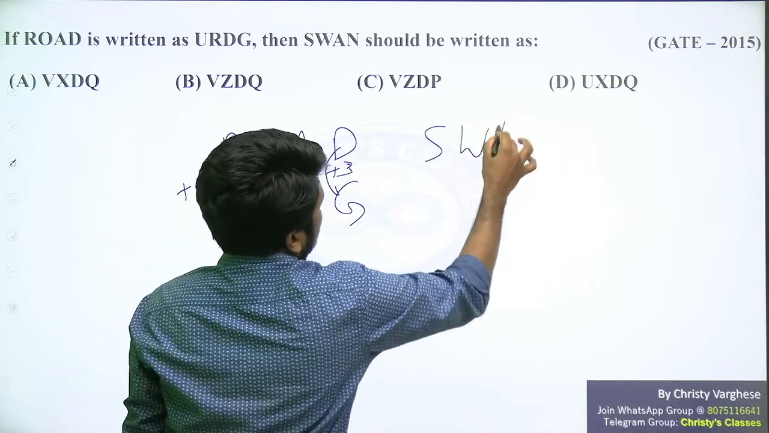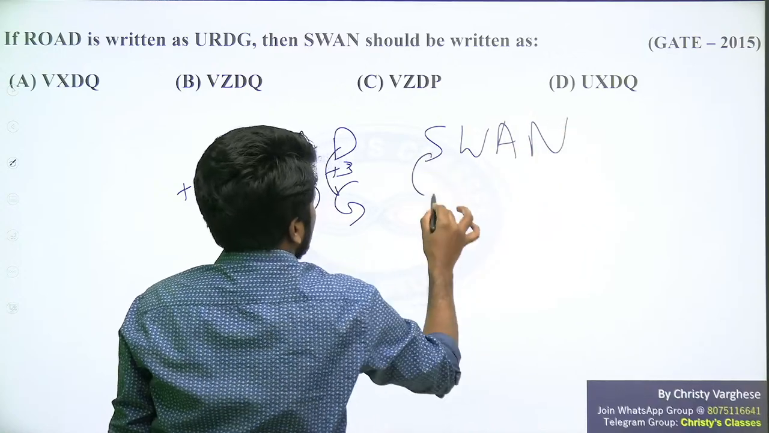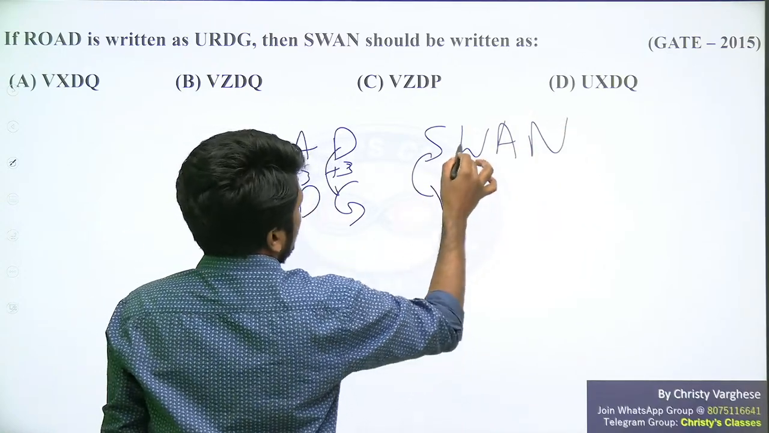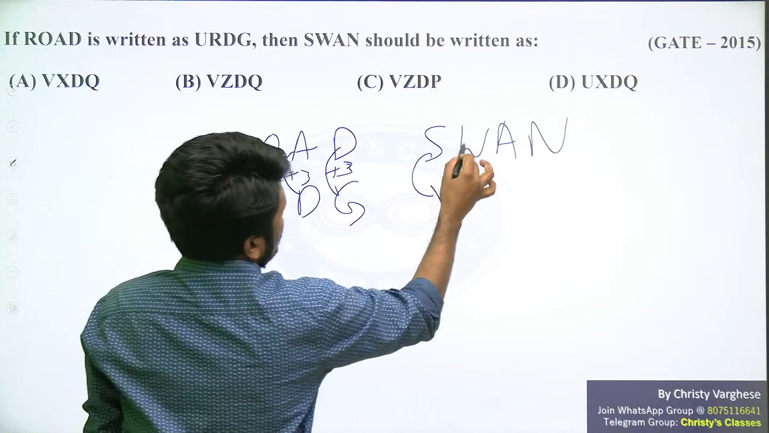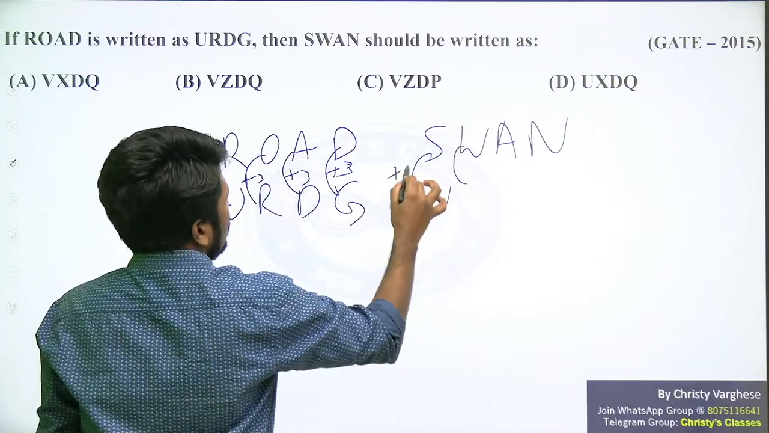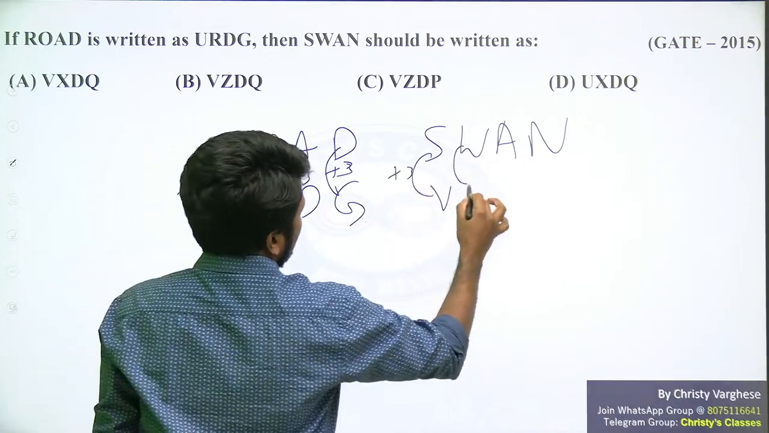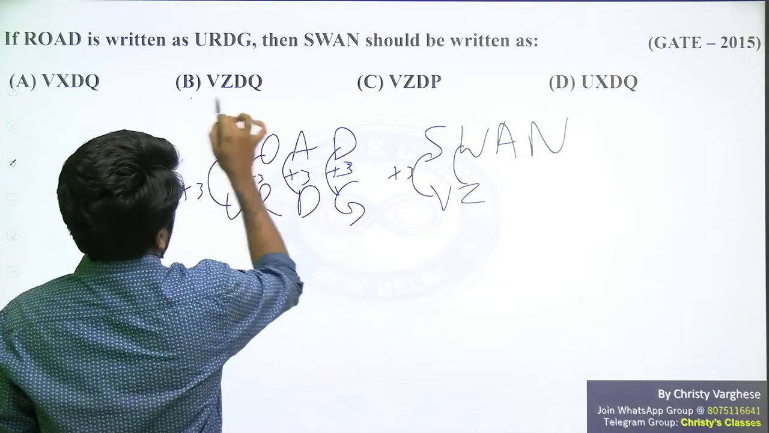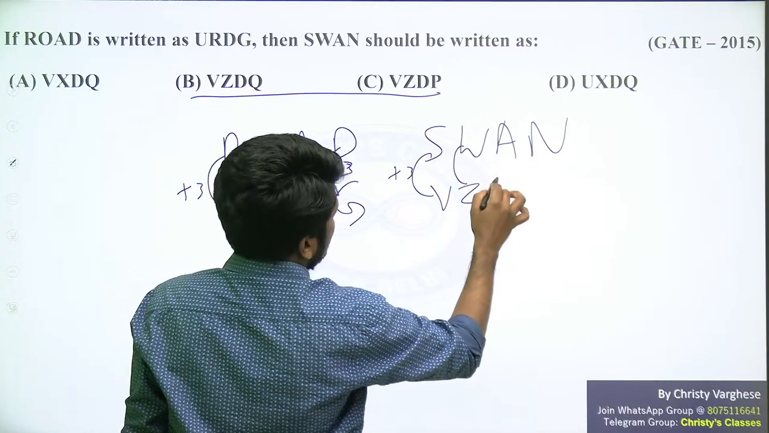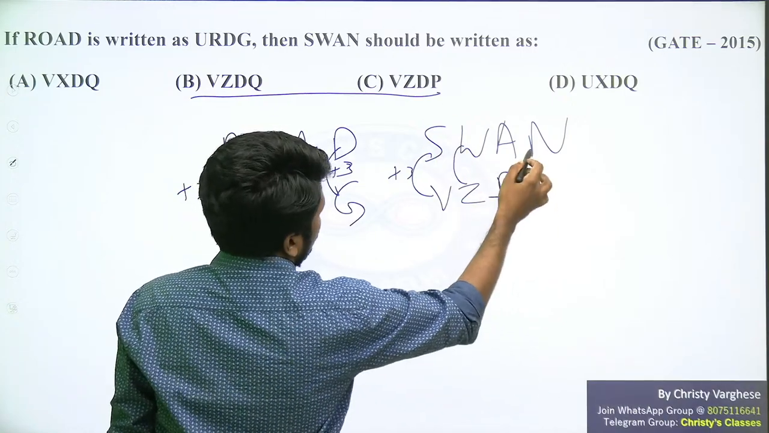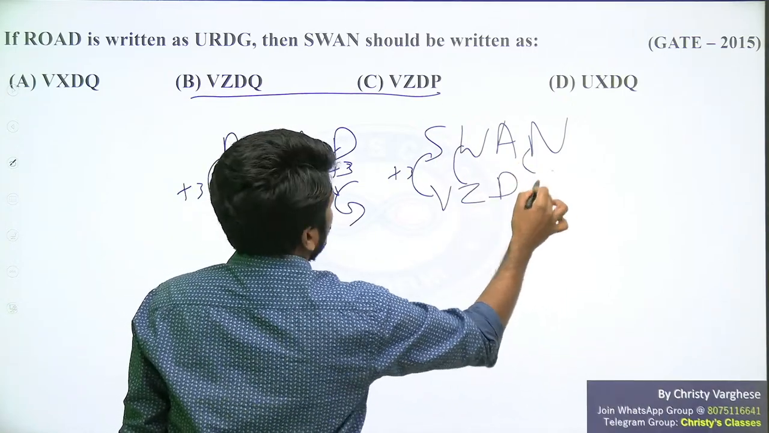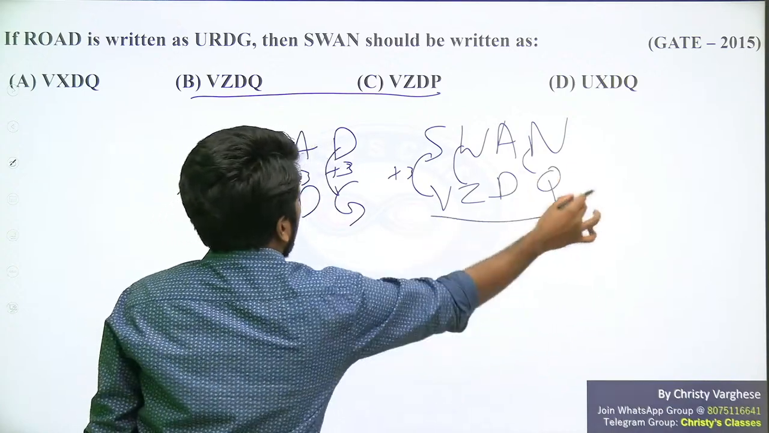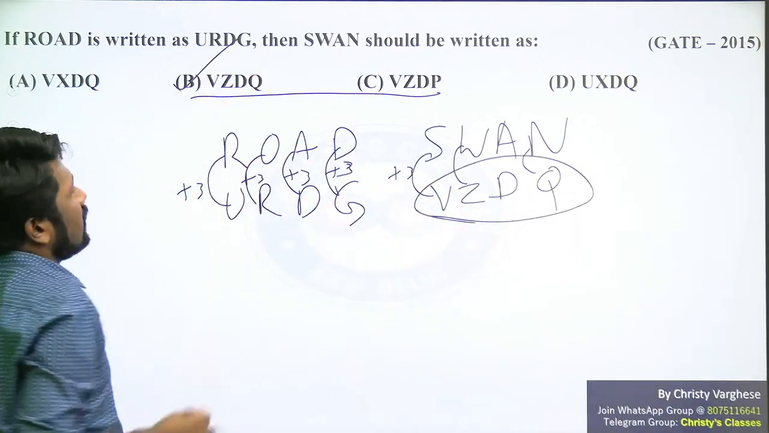So apply the same for SWAN also. S, T, U, V. Multiple options start with V, so you have to continue trying. W, X, Y, Z. So VZ. Still two options start with VZ. A, B, C, D. So that also is there. N, O, P, Q. So it should be Q. VZDQ. That is, option B is the correct answer.